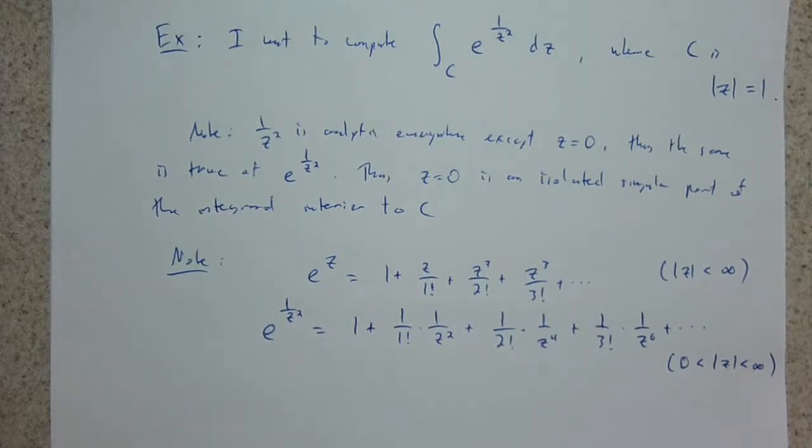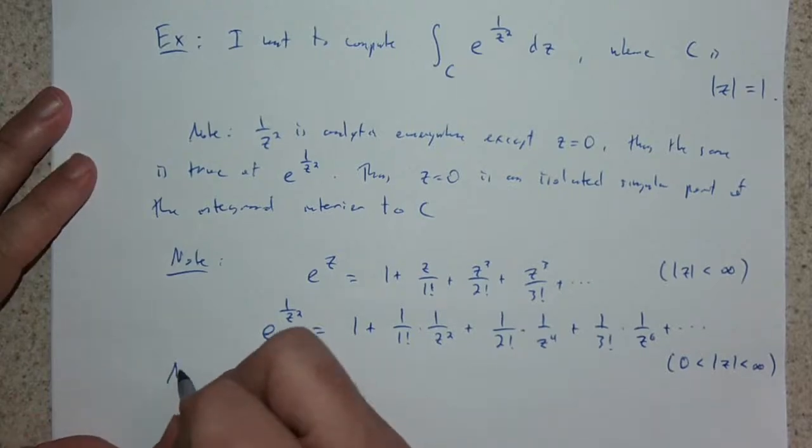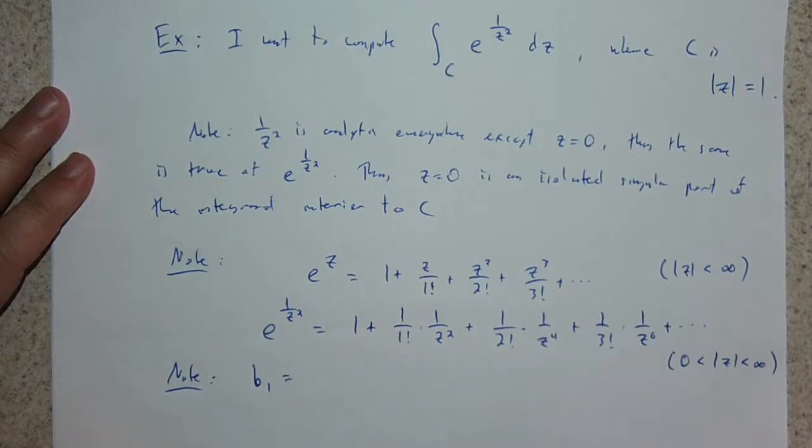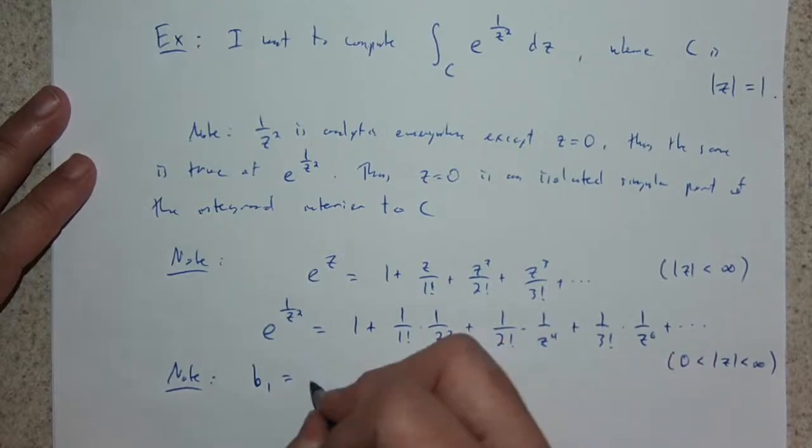All right, so what do I notice? So note b sub 1 here is equal to what? Well, b sub 1, remember, is the coefficient on, in this case, the 1 over z term. But there's no 1 over z term showing up here. So this coefficient is 0.